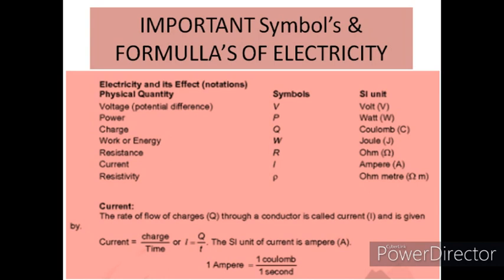Resistance, symbol R and its SI unit is ohms. Current, symbol I and its SI unit is amperes. Resistivity, symbol ρ and its SI unit is ohm meter.